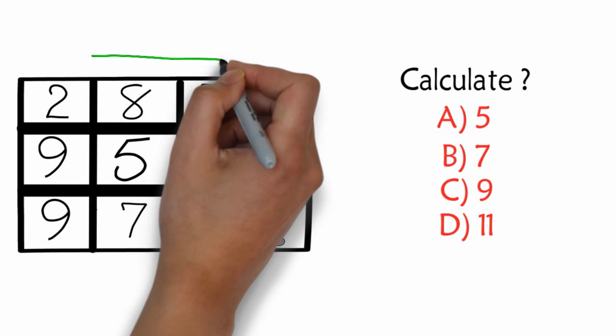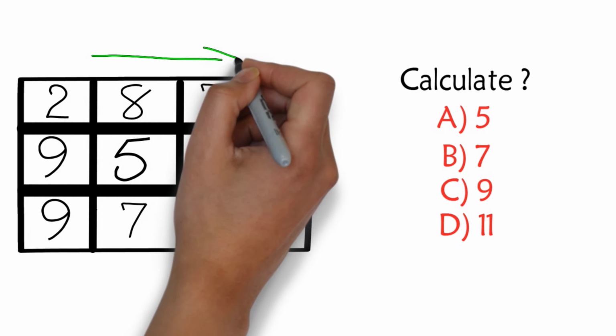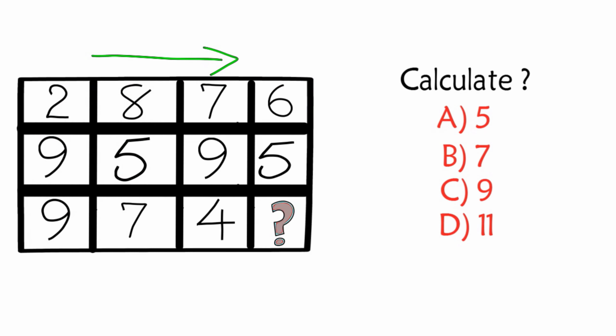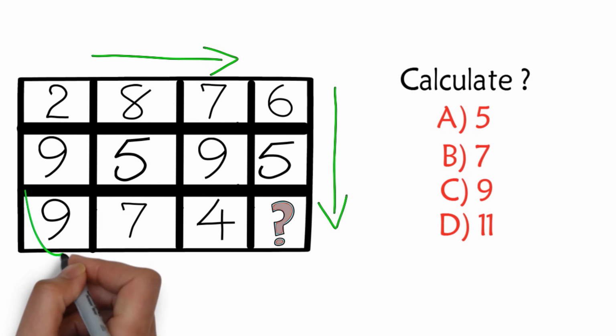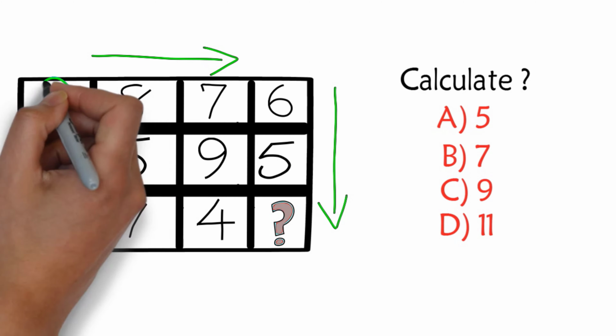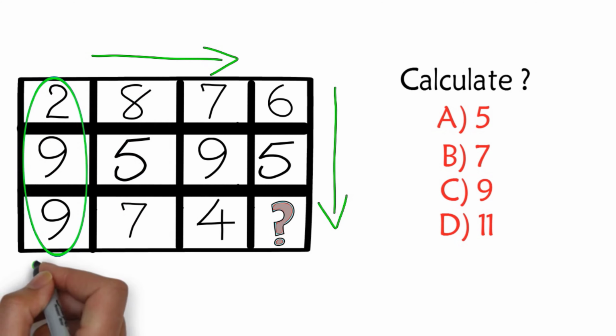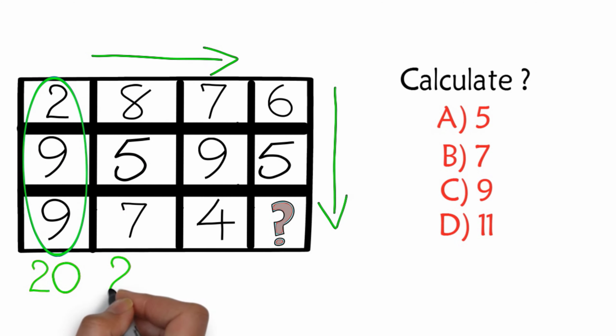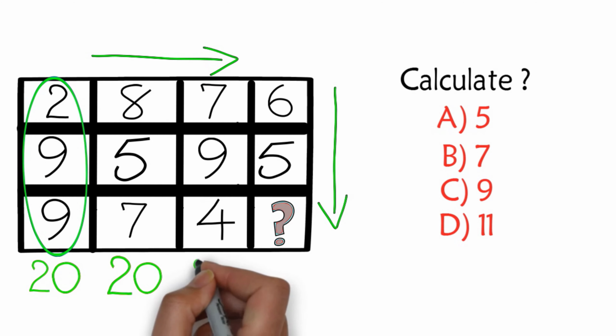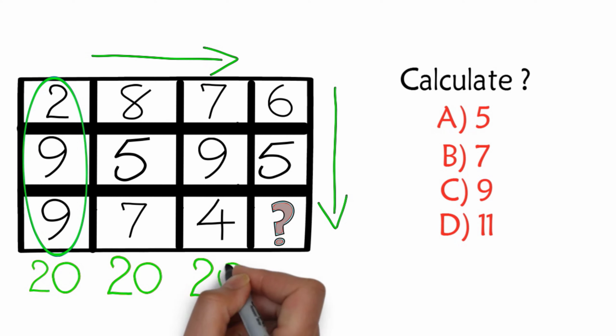The key to solve this problem is to determine the pattern. And the pattern either can be in the rows or in columns. In this particular case, let's check the columns first. And then what you see is that each column adds up to the value of 20. For example, 2 plus 9 plus 9 is 20. 8 plus 5 plus 7 is 20. 7 plus 9 plus 4 is 20 as well.